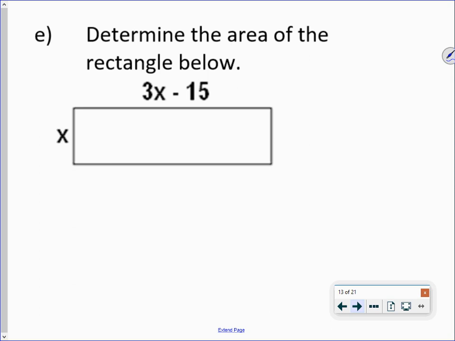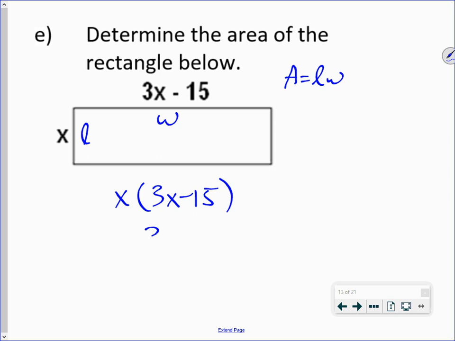All right, determine the area of the rectangle below. Well, area of a rectangle is length times width. So this is just x times 3x minus 15, or 3x squared minus 15x.